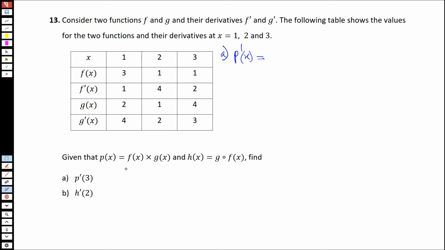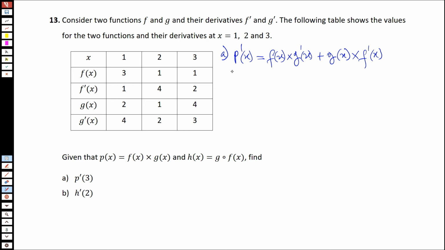And product rule states that the derivative of p will be equal to f of x multiplied by the derivative of g, plus g of x multiplied by the derivative of f. So that's how product rule works.